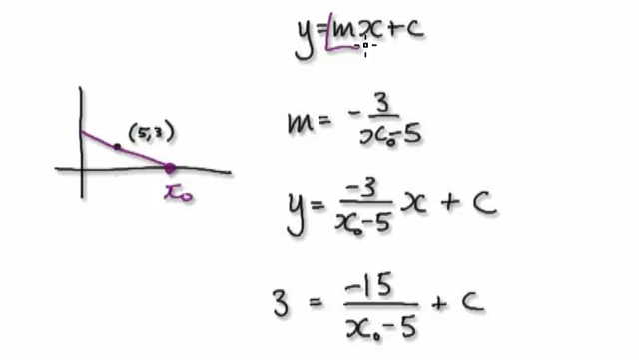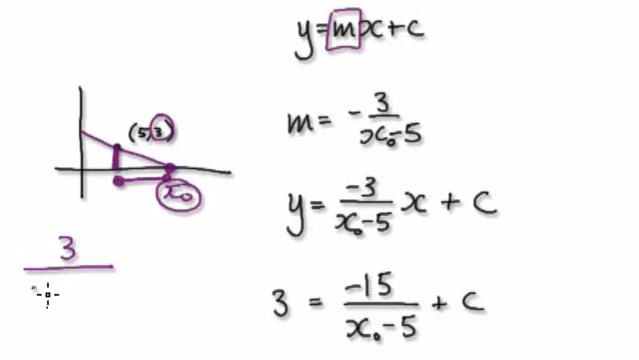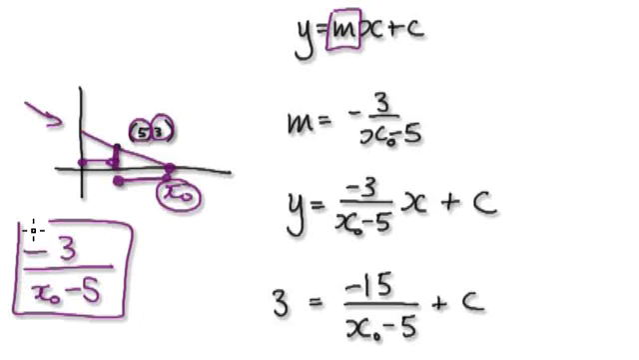Okay, so we need to find out the gradient. So the gradient would be the height here, which will be 3, divided by this length here. So this length here will be x0 take away this length here from here to here, which will be 5. And then because it's going downhill, stick a negative in front of it. So this is our gradient.